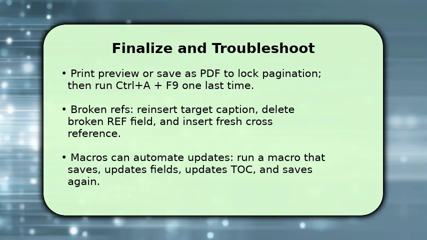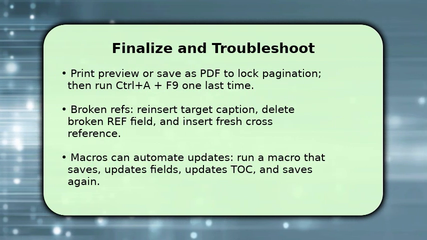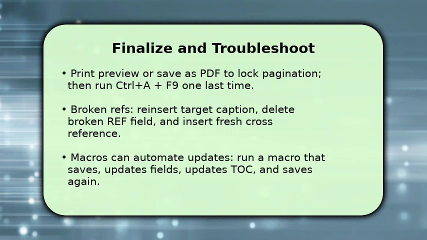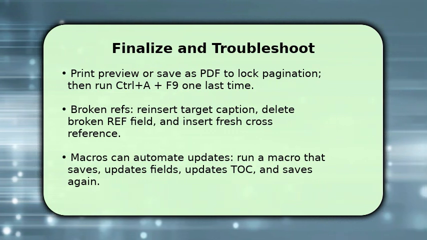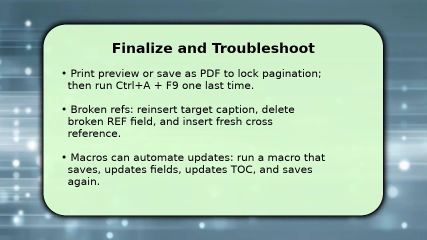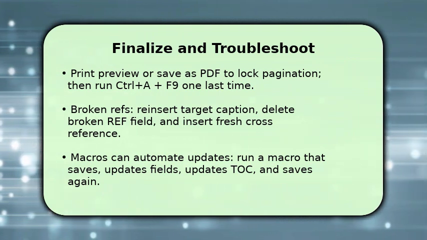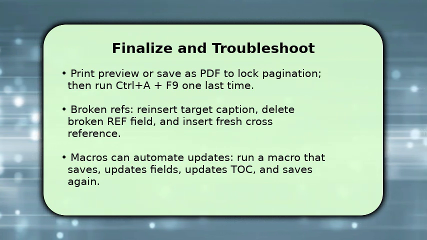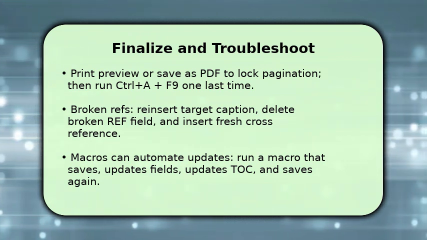If a reference remains broken, delete its field and reinsert the cross-reference so it binds to the correct caption. This fixes stray bookmarks. For large files, consider a small macro that saves, updates all fields, updates the TOC, and saves again to avoid human error. If things go wrong, recheck field codes to find missing bookmarks or misnamed.